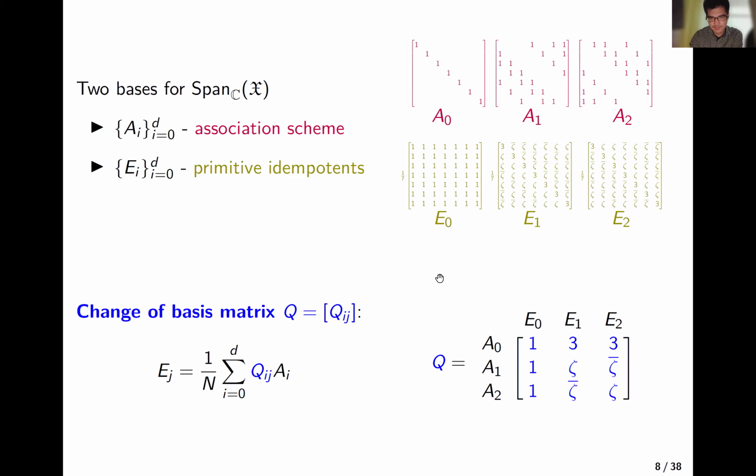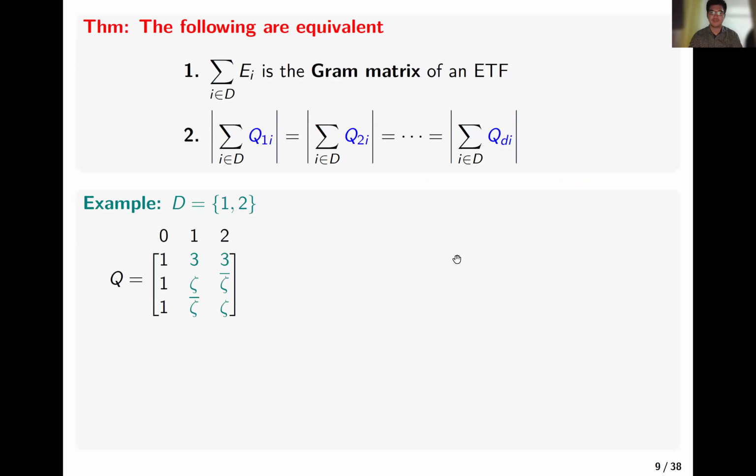So how do we use this to determine which idempotent matrices to add to give me the gram matrix of an ETF? That's given here. So the following are equivalent. If I have a bunch of idempotents and add them together, this will be the gram matrix of an ETF precisely when these things over here have the same moduli. Now, this is easiest to see with an example, so let's do that.